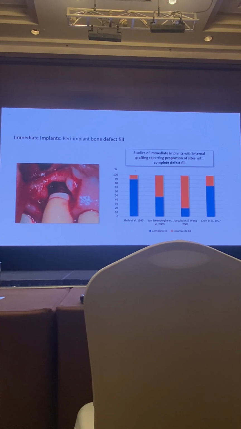Wow. So what's happening? If we put implants in and we graft and we don't get fill, then we've got exposed implant surface in a high proportion of cases. And then when we get peri-implantitis 5 years later, we go, oh, I wonder why that happened. Oh my goodness, peri-implantitis. But maybe it was because the conditions were not right, and we ended up with bone loss.